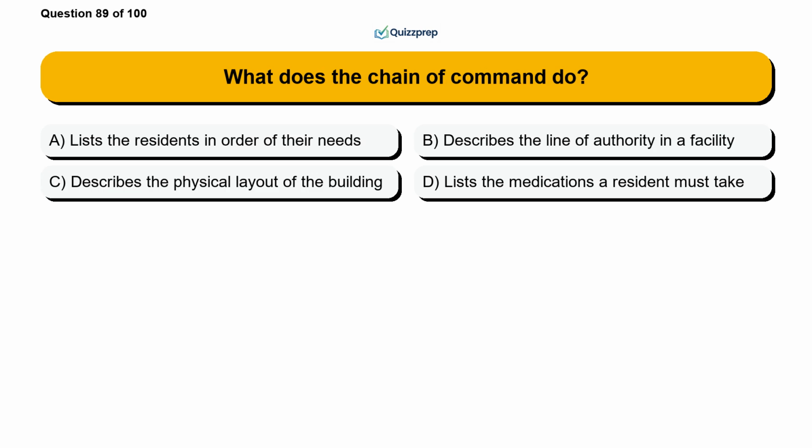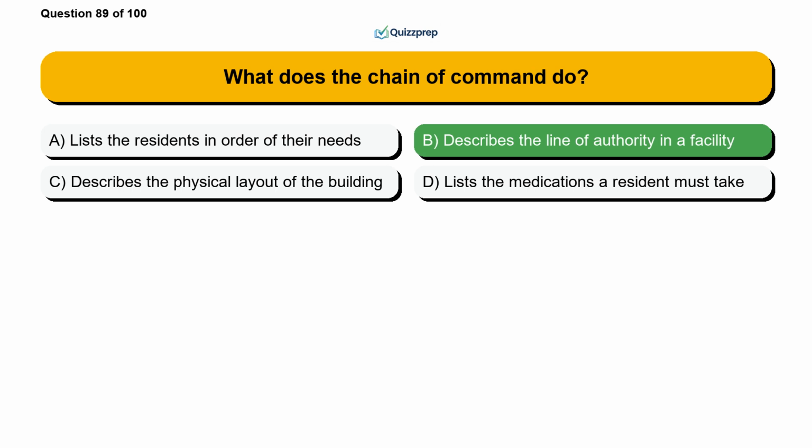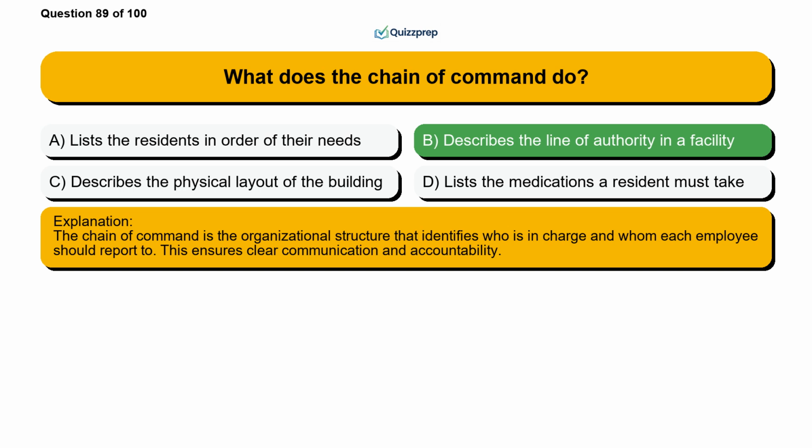Question 89. What does the chain of command do? Option A, lists the residents in order of their needs. Option B, describes the line of authority in a facility. Option C, describes the physical layout of the building. Option D, lists the medications a resident must take. The correct answer is option B, describes the line of authority in a facility. The chain of command is the organizational structure that identifies who is in charge and whom each employee should report to. This ensures clear communication and accountability.